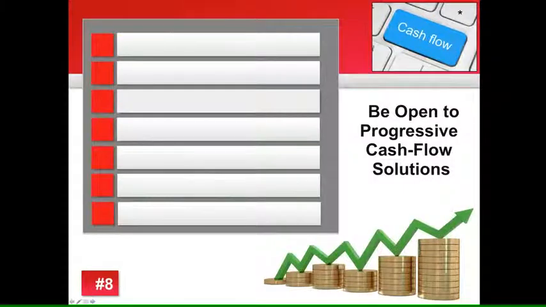All right, number 8, this is the last of our 8 keys to cash flow optimization for a dental practice: be open to progressive solutions. There are some good ideas out there, and they're certainly worth trying. Here are a few examples. Early out strategies. Most practices by now have tried some kind of early out strategy to get a third party involved sooner when the accounts are more collectible.